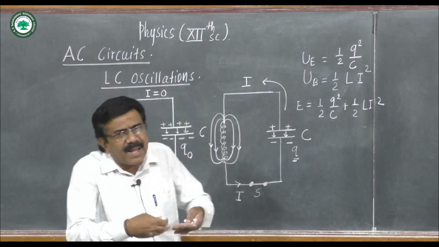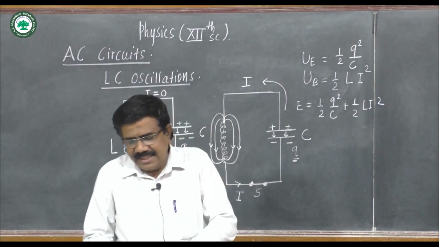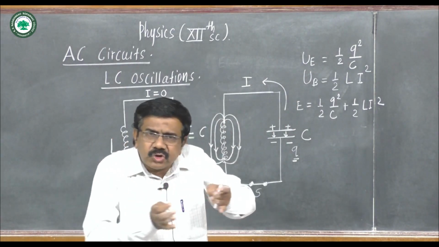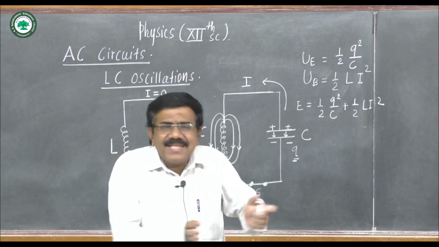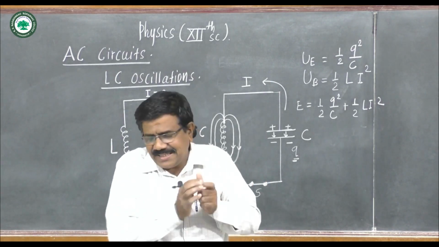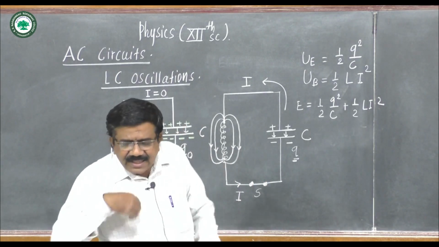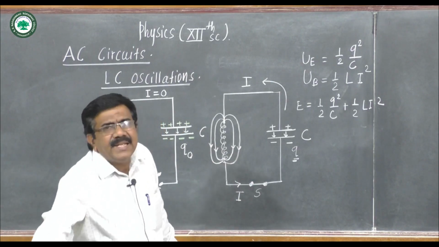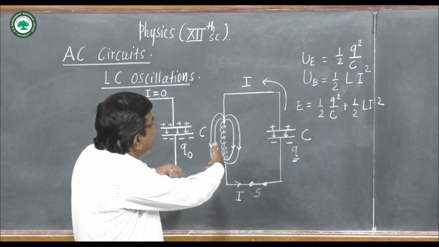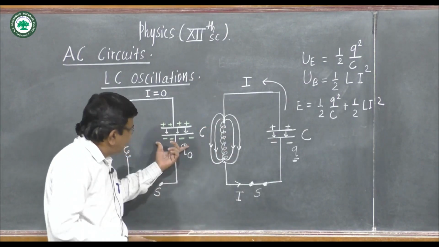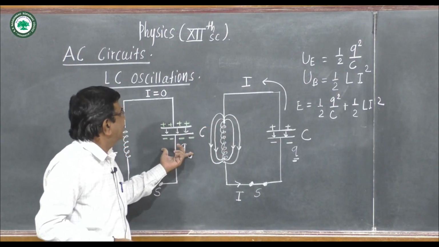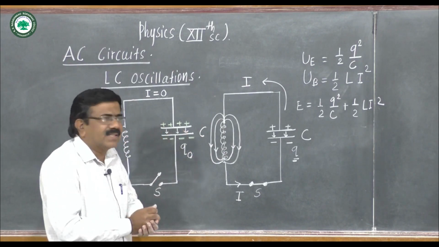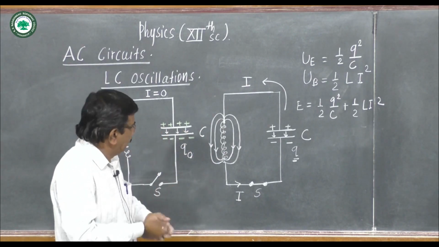Partly electrostatic and partly magnetic field energy. The capacitor goes on discharging, and at a later instant the capacitor is fully discharged. Here it was fully charged. The energy was completely electrostatic energy in the capacitor. Magnetic field energy was 0.